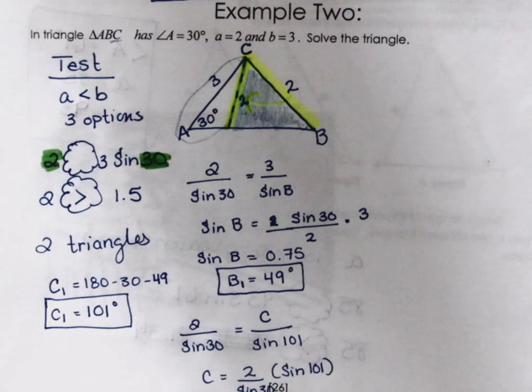Tell me what you know about isosceles triangles. I told you one thing. 2 sides are the same, therefore? No. If 2 sides are the same, that means 2 angles are the same.